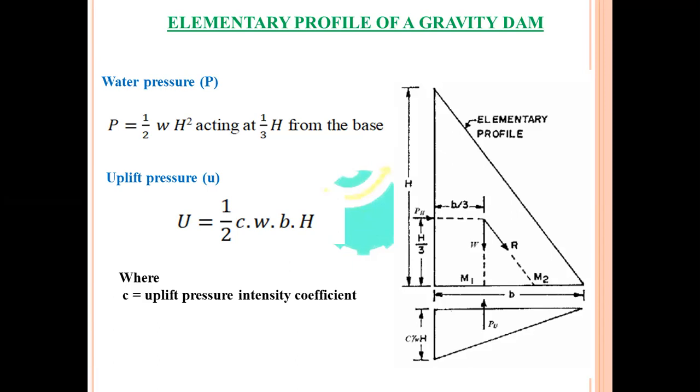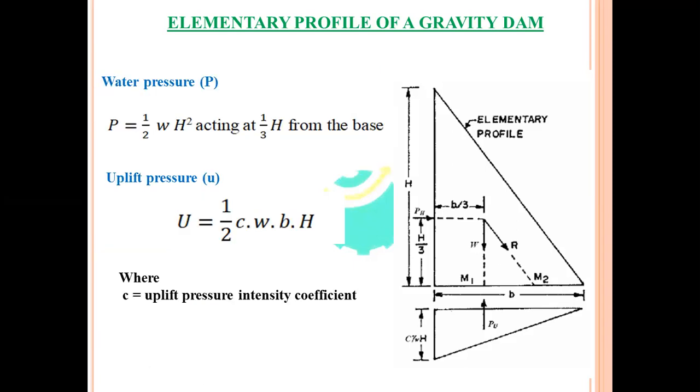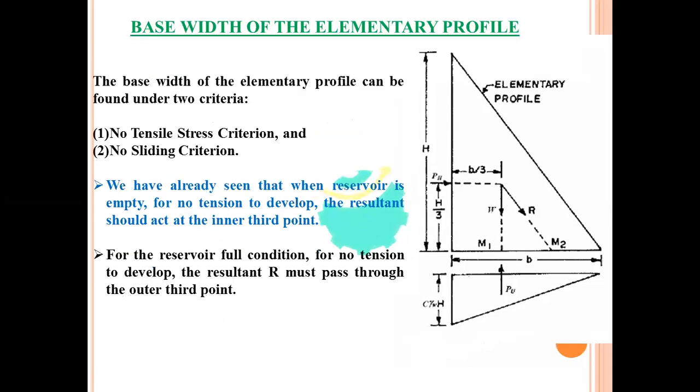So these three forces are considered in the design of the elementary profile. What are the three forces? Weight of the dam, half B H rho W; water pressure, half W H square; uplift pressure, half C W B H. These three forces are considered in the design.